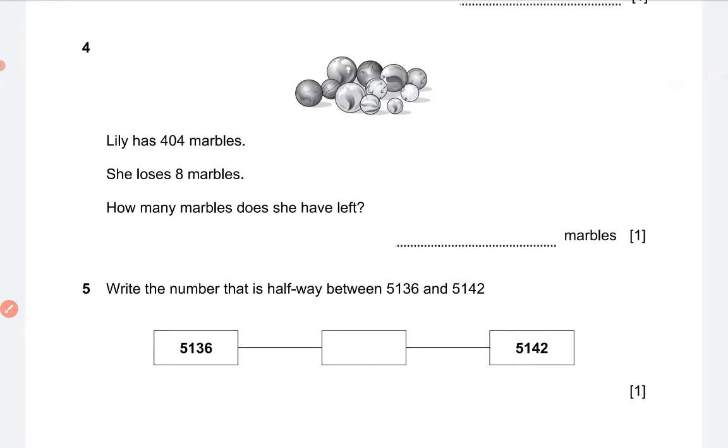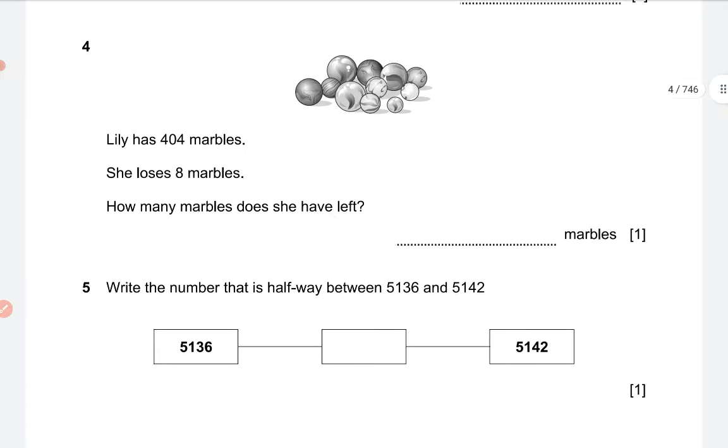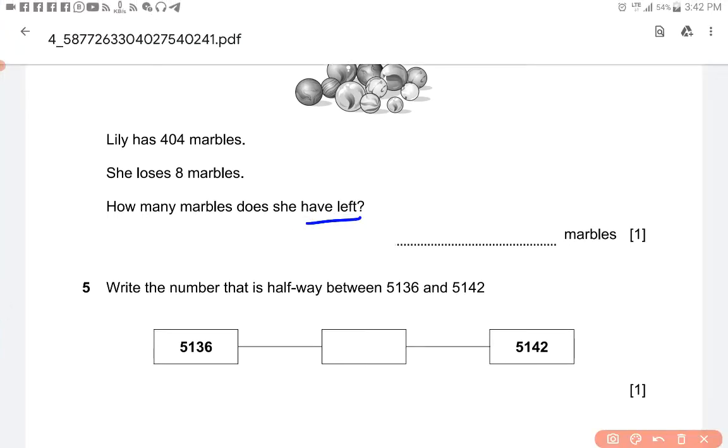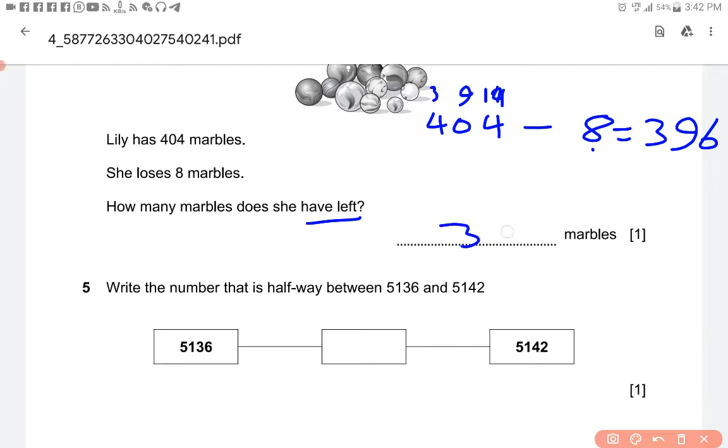After that, Lily has 404 marbles. She loses 8 marbles. How many marbles does she have left? Have left means remainder. So you would subtract 404 minus 8. 4 minus 8 is impossible. Borrow 1 from here, 0 will be 9, and 4 will be 3, and 0, 9, and 4, 14. 14 minus 8, it will be 6, and then 9, then 3. The answer is 396.